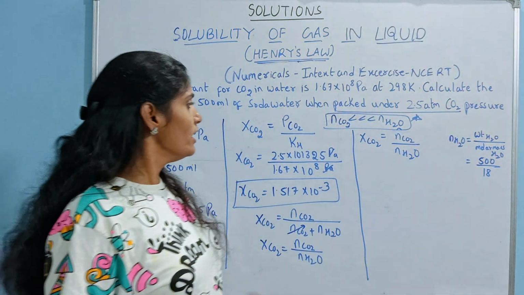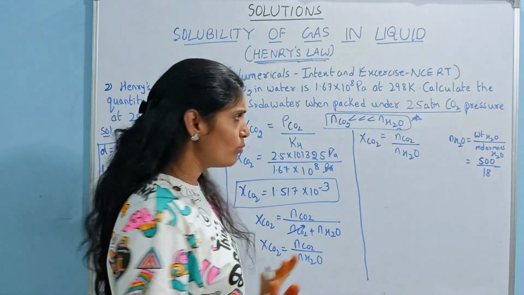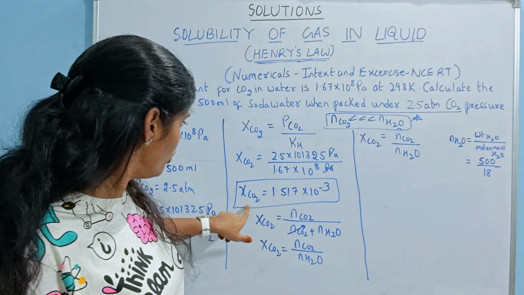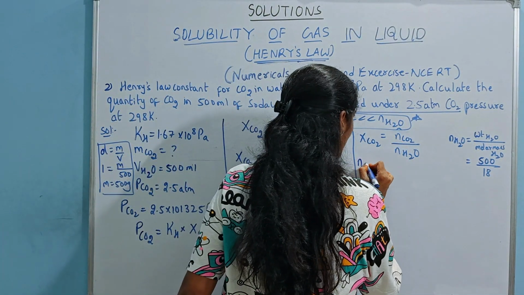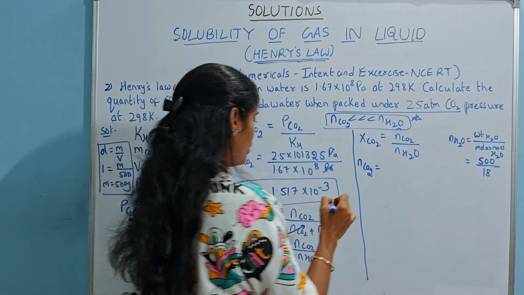and you people know the molar mass of water is 18. So I got my number of moles of water. I have my mole fraction of CO2 already. So if I do cross multiplication, number of moles of CO2 is equal to mole fraction of CO2 times, how much?